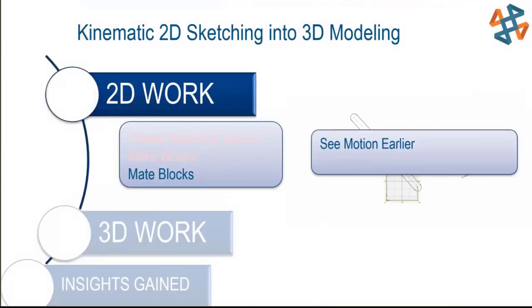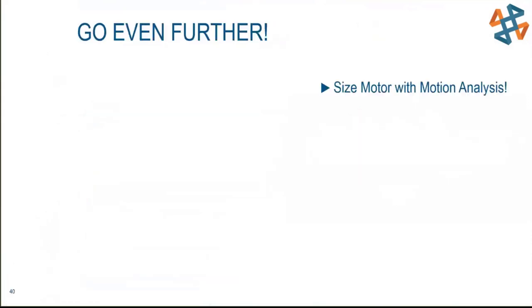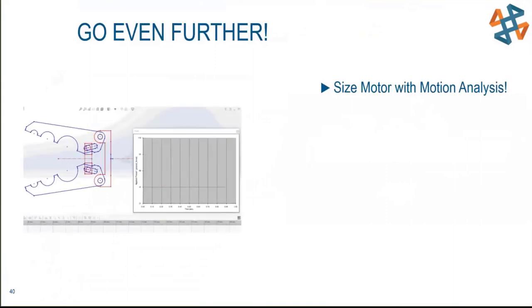So with mating the blocks, we can see motion earlier, and we can see an assembly style mating of these 2D shapes. So we can go even further with this analysis. So what if we need to size a motor? Need a cool motor like this.